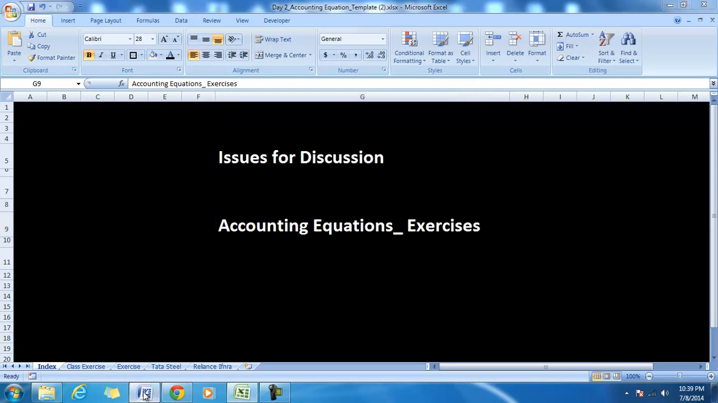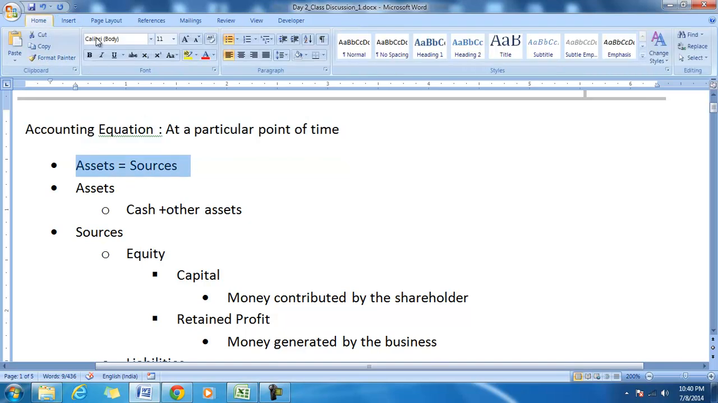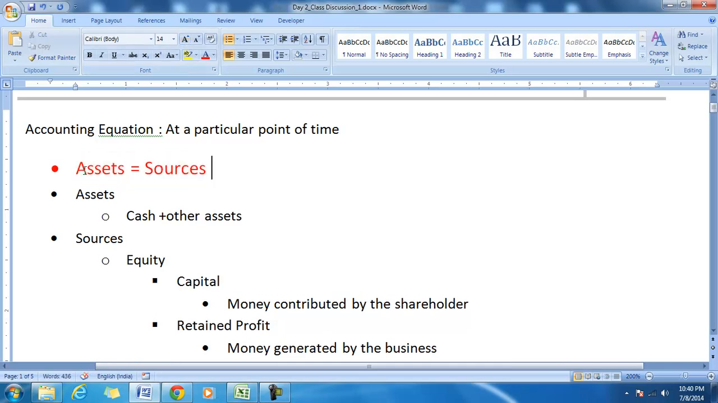So let us first see what an accounting equation is. The accounting equation shows that at a particular point of time the assets of the company will be equal to the sources of the company. So if a company has some assets, there have to be corresponding sources. Assets at any point of time should definitely be accompanied by the corresponding sources. And these assets can be cash or any other assets like land, building, plant, machinery.